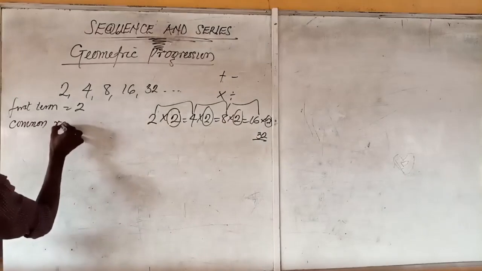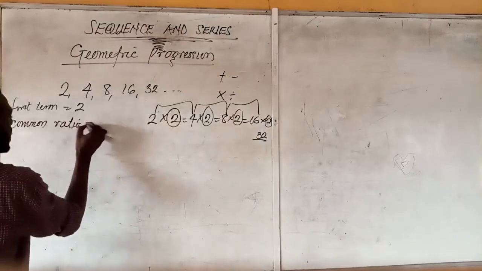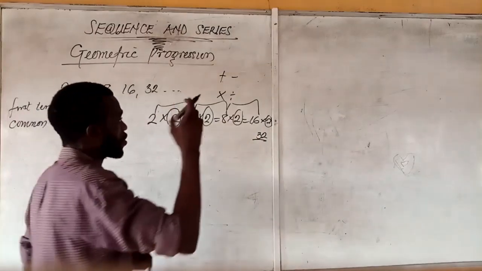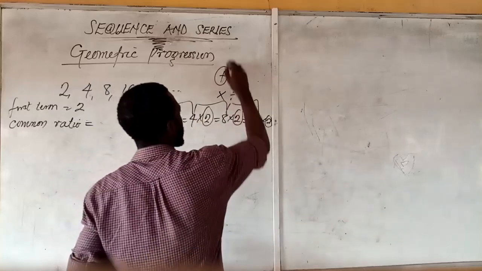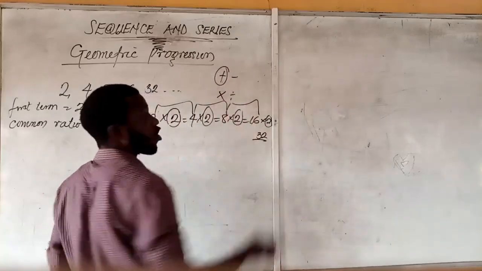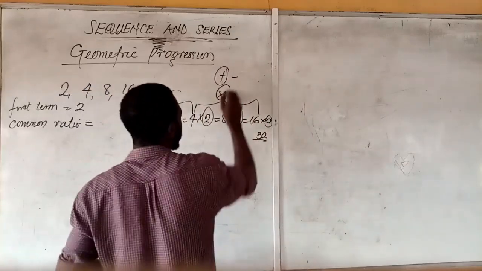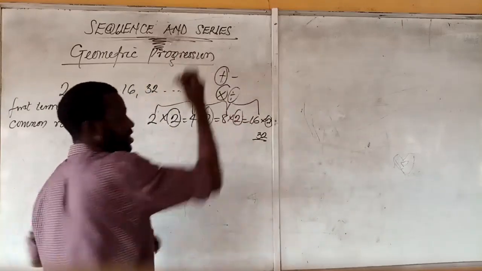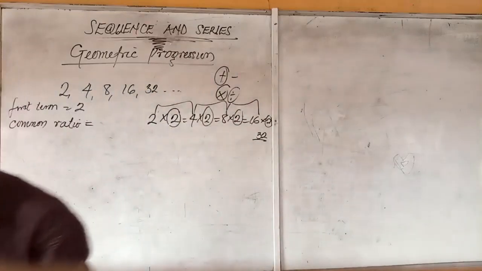A common ratio. Remember, in the term that I brought up during the AP, we were doing successive addition so that we could get that a common difference existed. Now we did a successive multiplication so that we get that a common ratio exists.